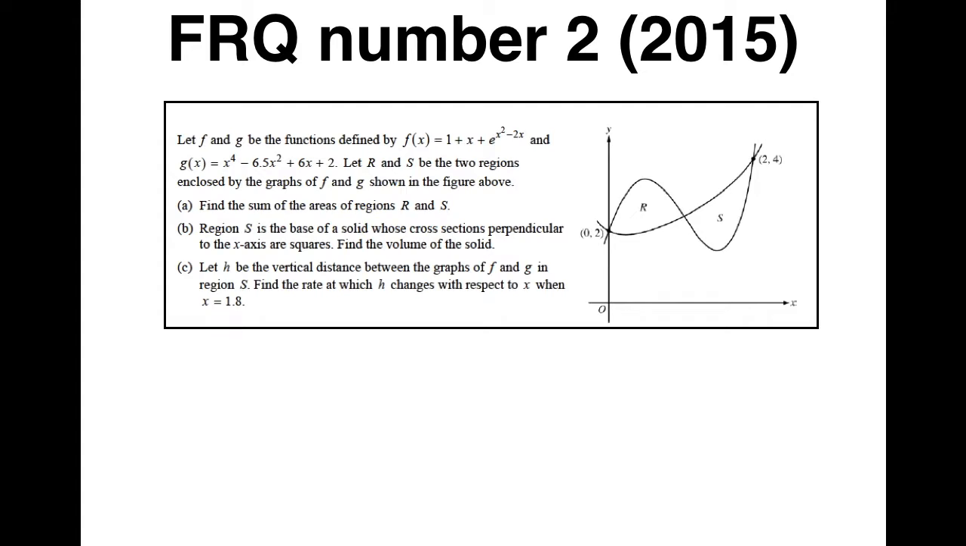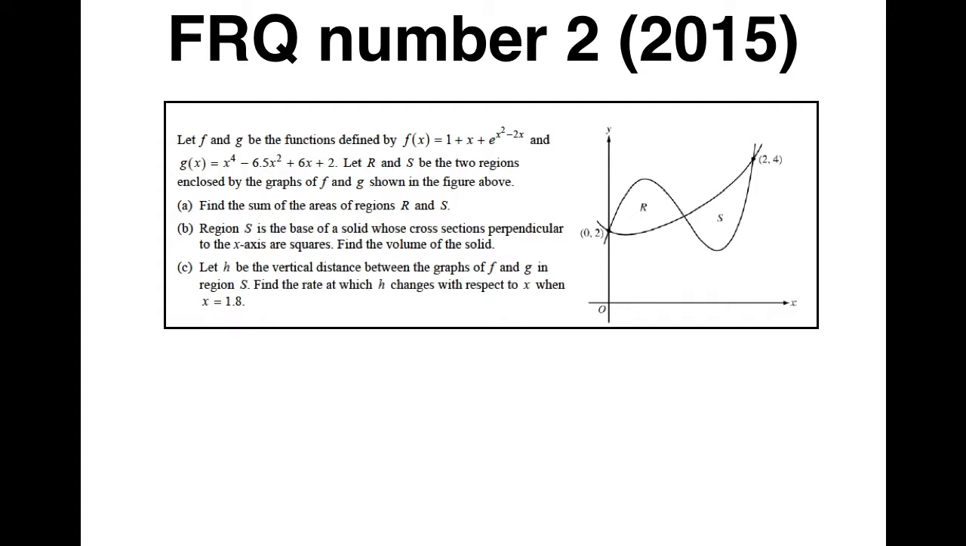Let's have a look at the entire problem and then we'll break it down into 3 questions and look at them one by one. So you have two functions f and g given here by rather complex expressions. f of x equals 1 plus x plus e to the power of x squared minus 2x, and g of x equals x to the 4th power minus 6.5x squared plus 6x plus 2.